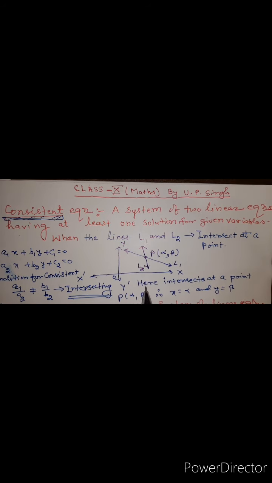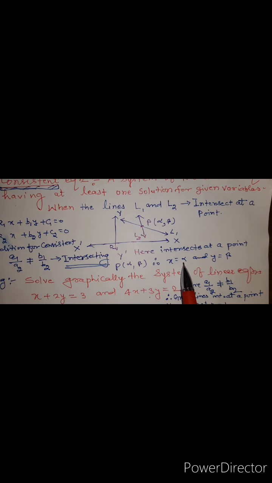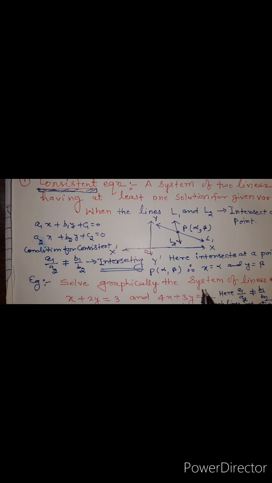Here they intersect at a point P alpha comma beta. Therefore x is equal to alpha and y equal to beta. These are solution of such type of equation. You know what will be condition already. If a1 by a2 not equal to b1 by b2, then in such condition two lines will intersect each other.